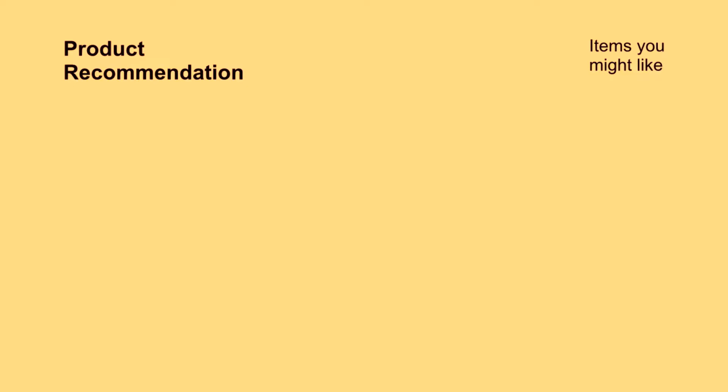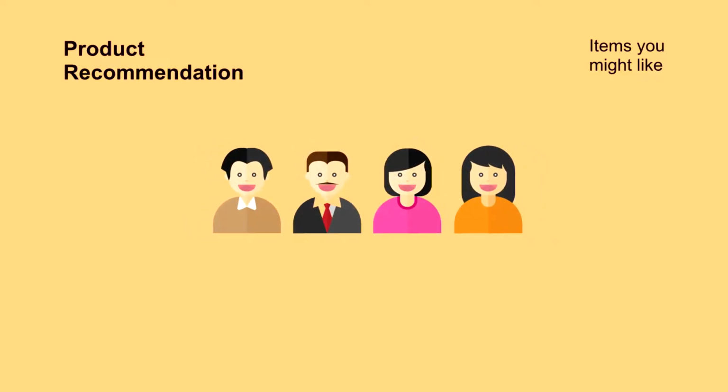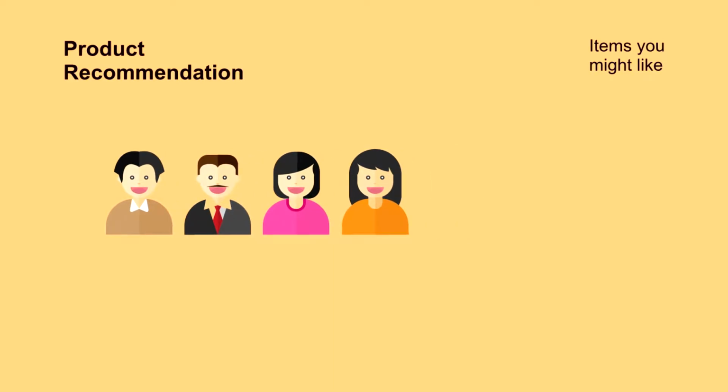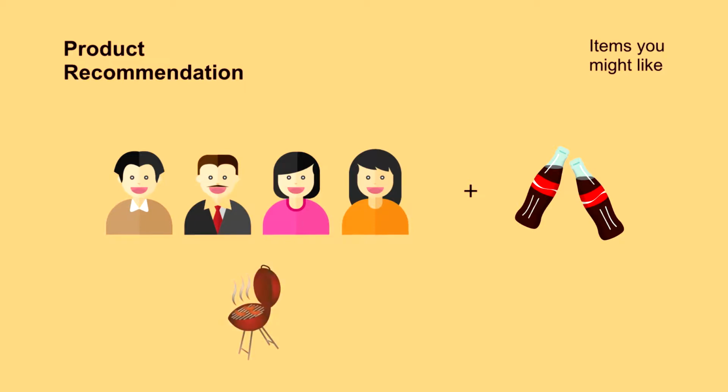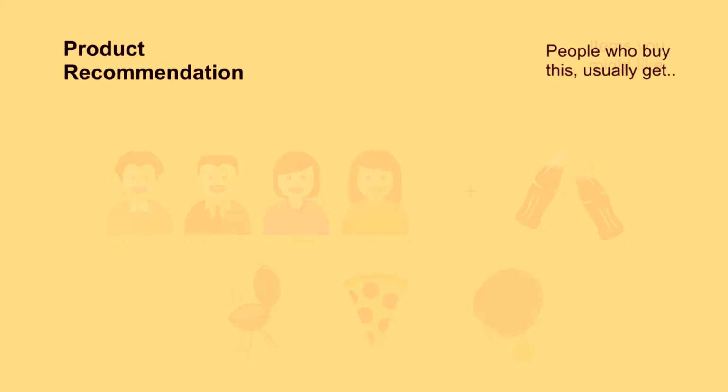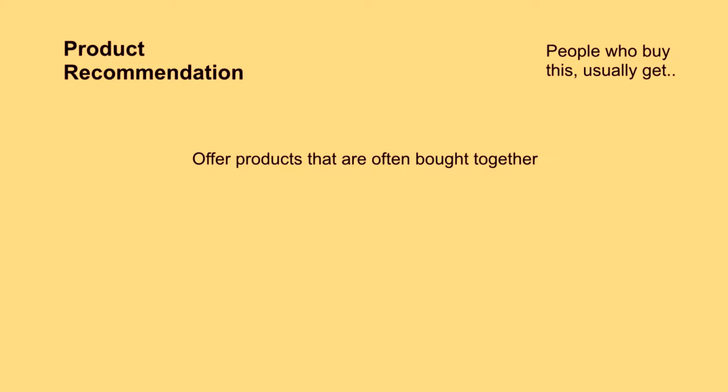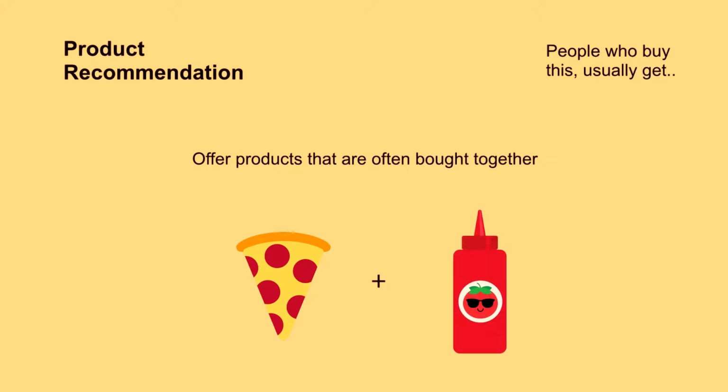This module suggests a product based on similarities amongst visitors. Say, if a visitor is getting a soda, the algorithm will suggest the most common items that similar users bought, like a barbecue setup, pizza, or even a ping pong table. B. People who buy this usually will offer products that are often bought together, such as sauce with a pizza.